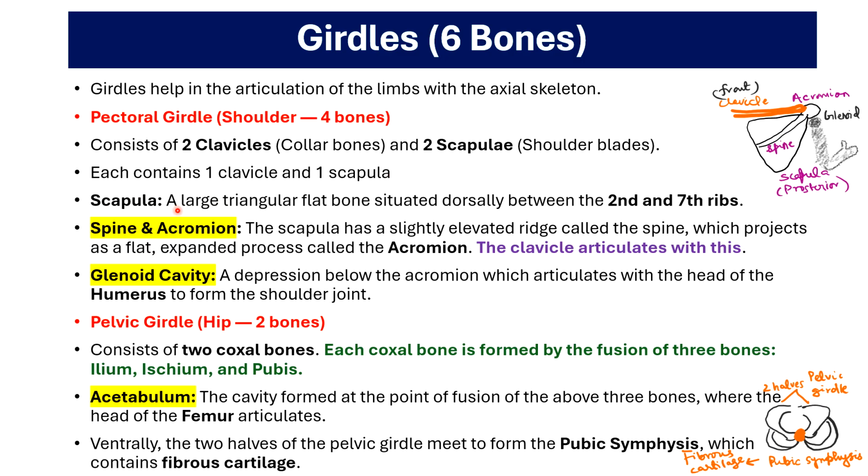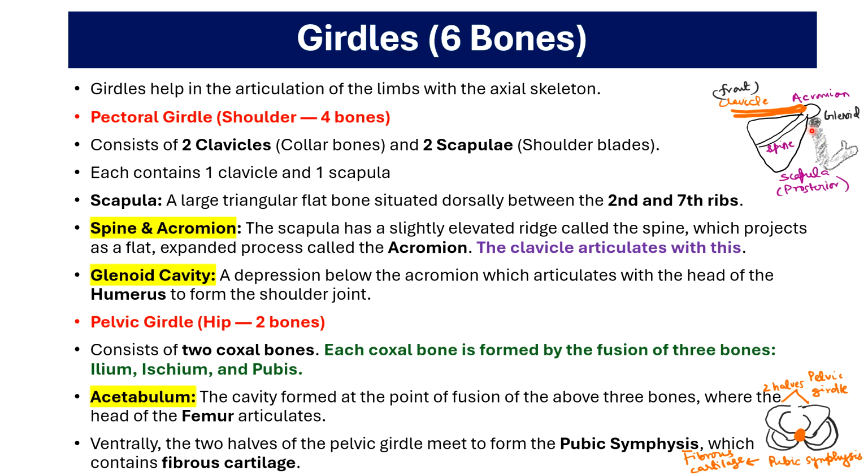Now the scapula is a large triangular flat bone which is situated between the 2nd and the 7th rib. If you look at the scapula on the dorsal side, then there is a slightly elevated ridge present which is called the spine, and it projects as a flat extended process which is known as the acromion. In simple words, you can visualize the acromion as a slightly raised part of the shoulder, and it is the region where the clavicle or the collarbone is getting attached. Clear? Underneath the acromion, you have the glenoid cavity.